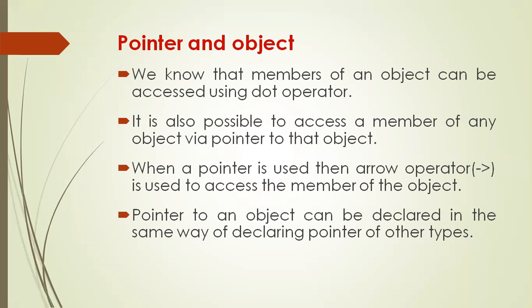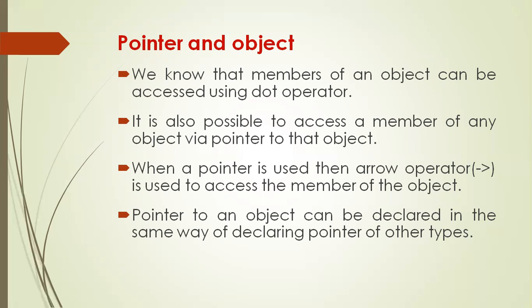So suppose D is an object and read is a member function. If you're using the dot operator, the syntax is D dot read. If P is a pointer for the date, then to call the read function, write P arrow read. So the difference is: accessing the member function through the dot operator is object name dot member function name. For accessing the same thing using a pointer, it is pointer name, arrow operator, member function name.